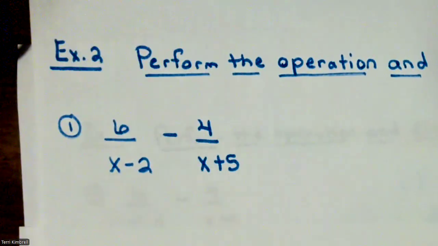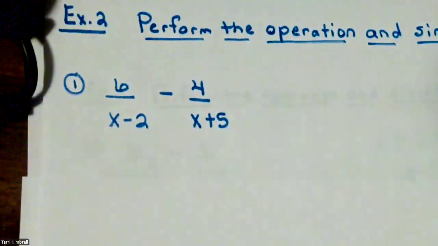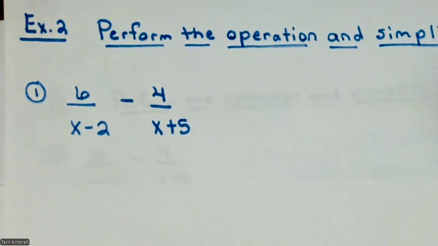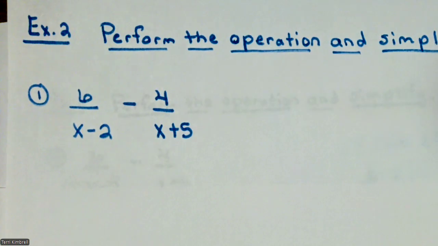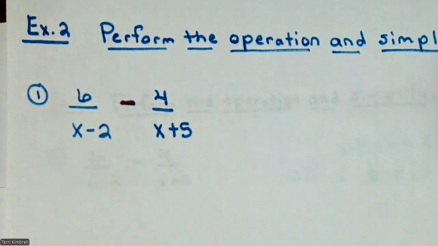Okay, so before we get to the last part with rational inequalities, they have some work in there for you to perform operations with rationals, and rationals are fractions. And you have to pay attention to these because you're going to have to know how to get a common denominator. So notice right here that this is a subtraction.